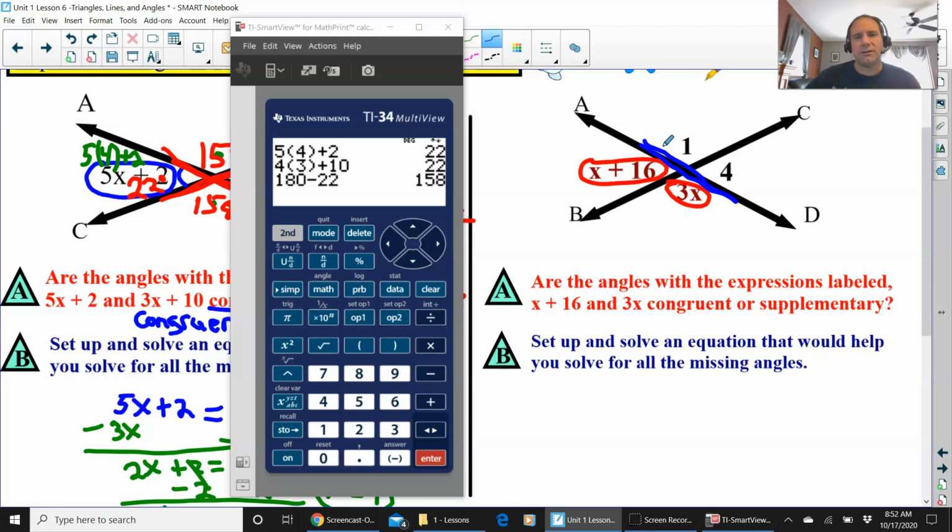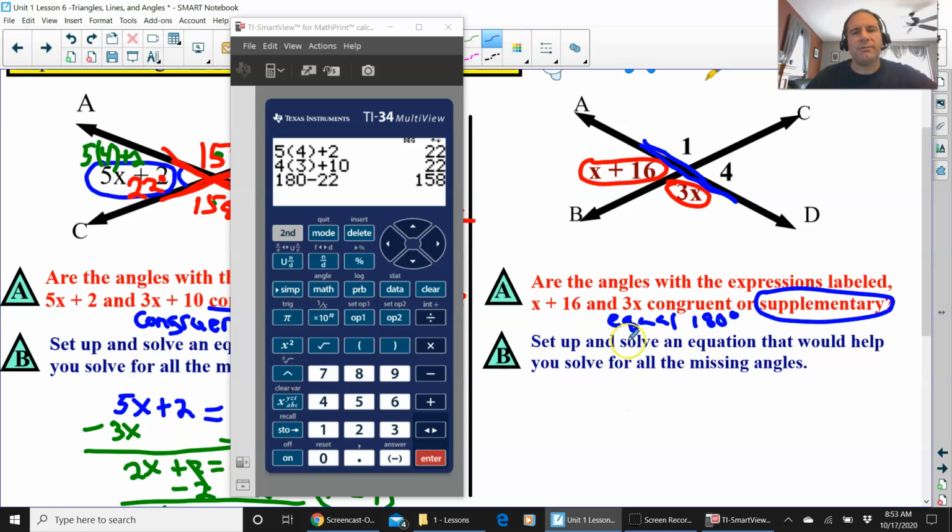So take a look at what we have here, x plus 16 and 3x. This is obtuse and this is acute. Small, large. There's no way that you could say that these are congruent, that these are equal to each other. So if they're part of a straight line, they must be equal to 180 degrees if you add them. And there's no way that you set them equal. All right, so we're going to say that these are supplementary because they equal 180 degrees.